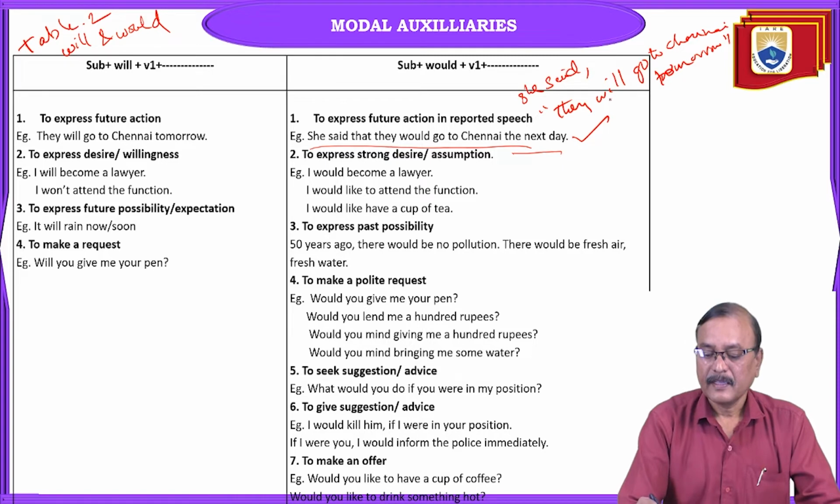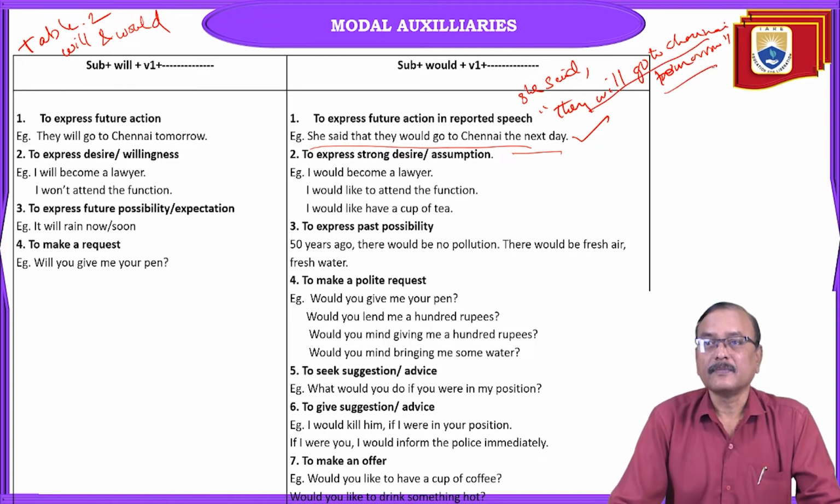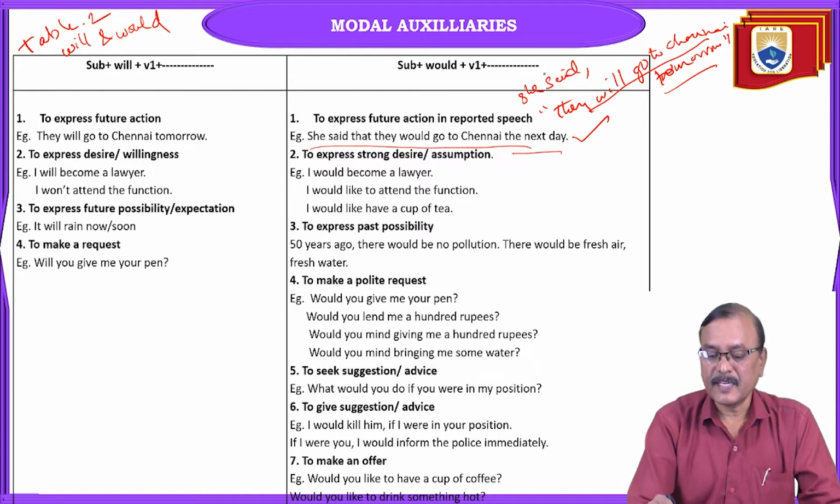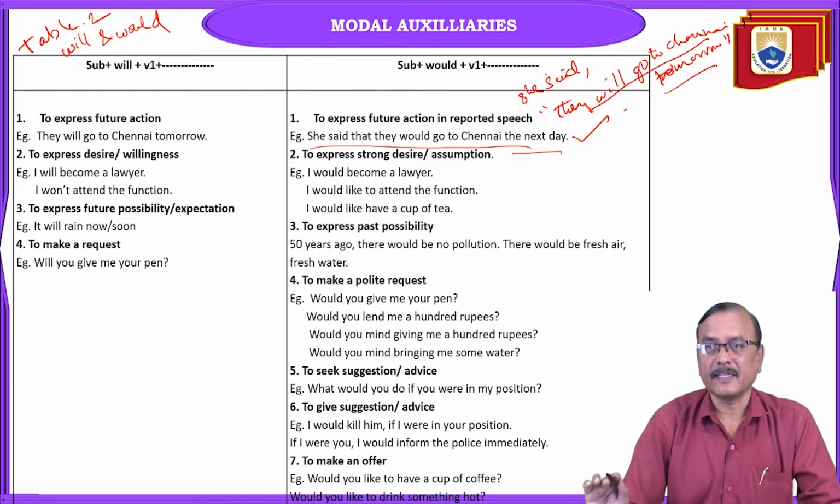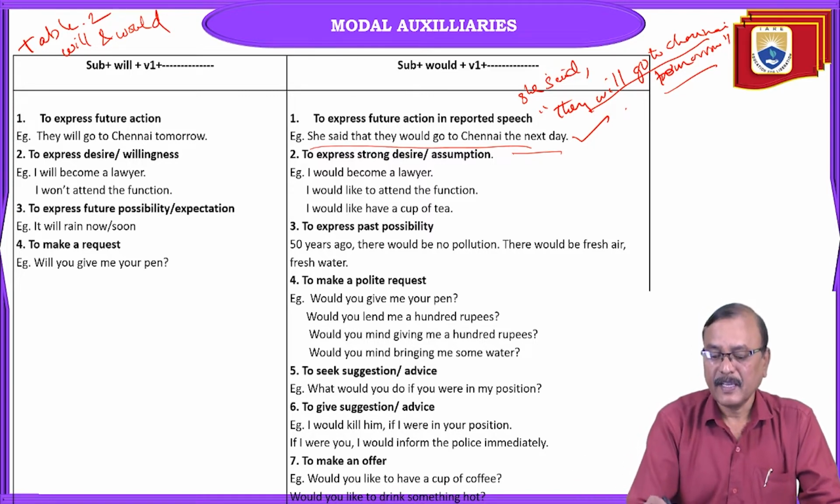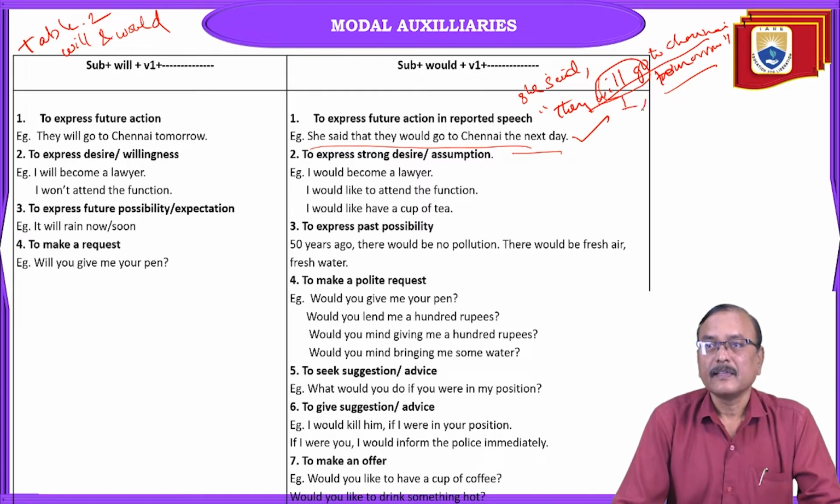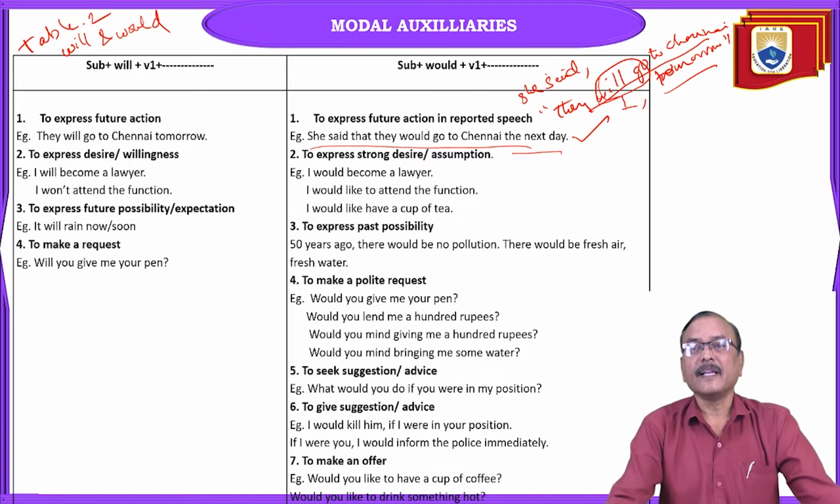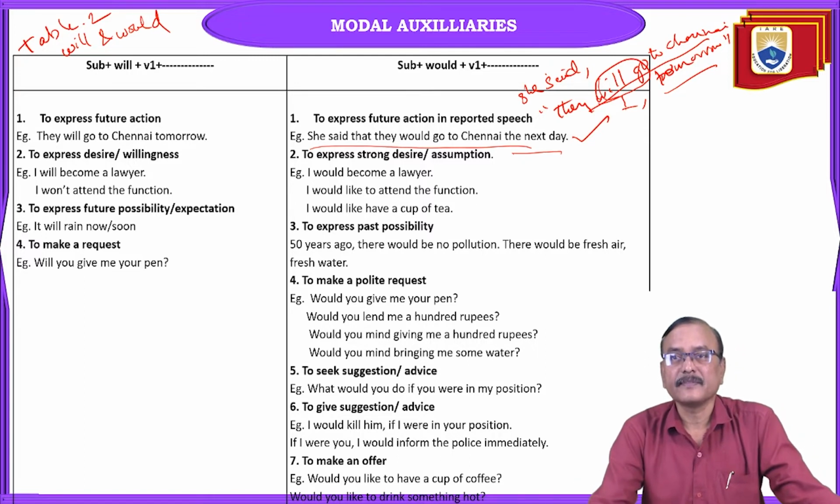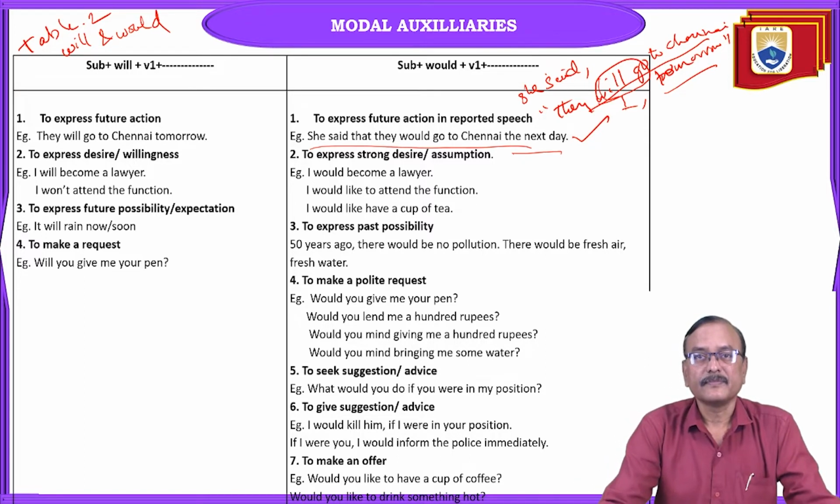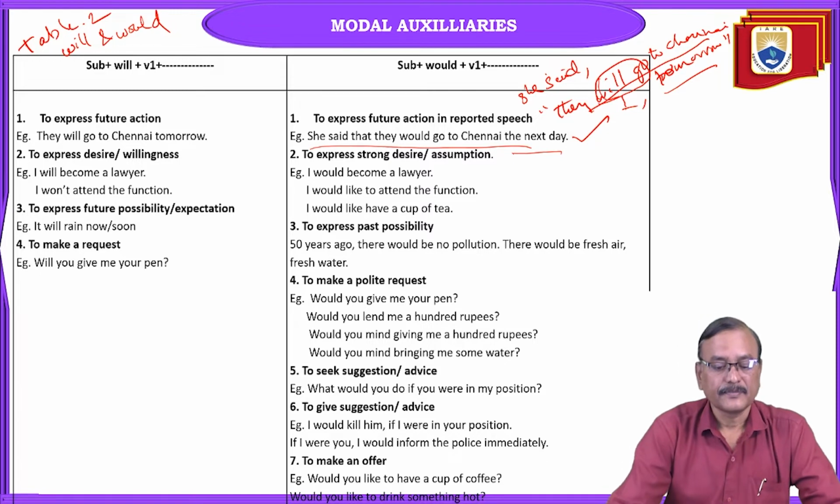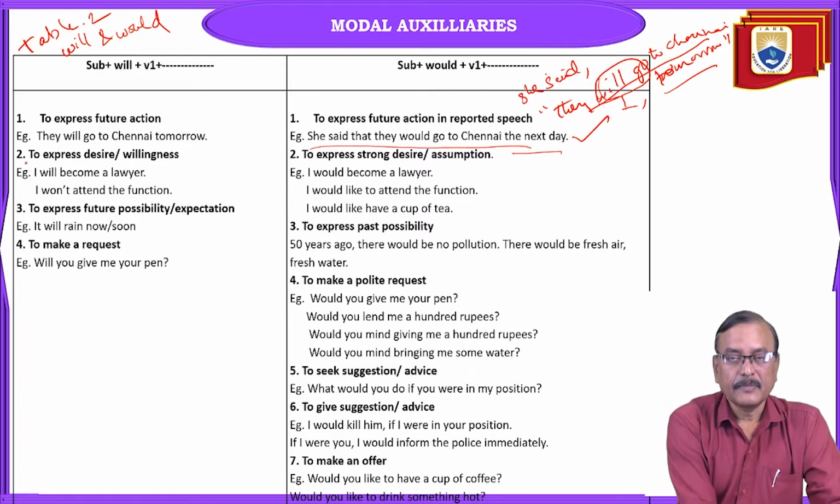This is the direct speech: They will go to Chennai tomorrow. When we change it into reported speech, that is the indirect speech, we say, she said that they would go to Chennai the next day. Is it clear? "Will go" becomes "would go," and "tomorrow" becomes "the next day." Okay? Right. Next, come to this side.